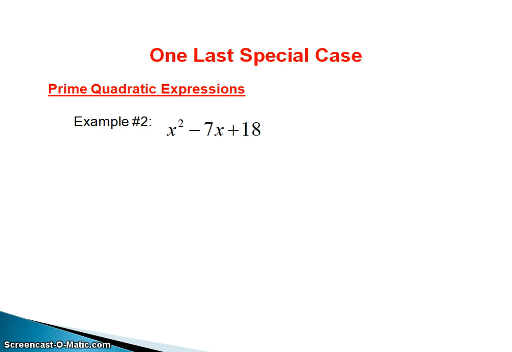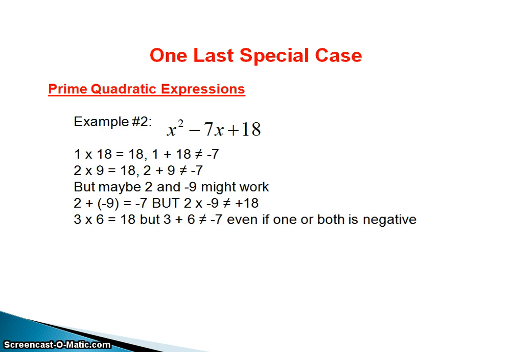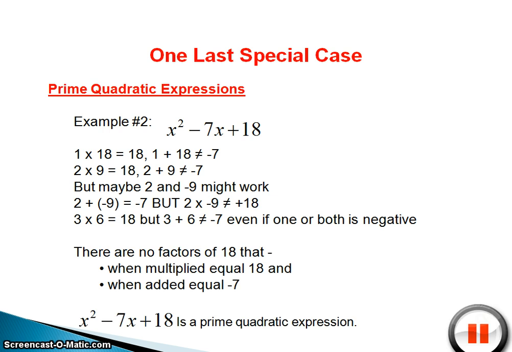Let's look at another prime quadratic expression. Again, we can try all kinds of combinations, but we're going to find that there is no combination of two numbers that when you multiply them equal 18, but add to be negative 7. Therefore, x squared minus 7x plus 18 is a prime quadratic expression. Pause now and write down this example.